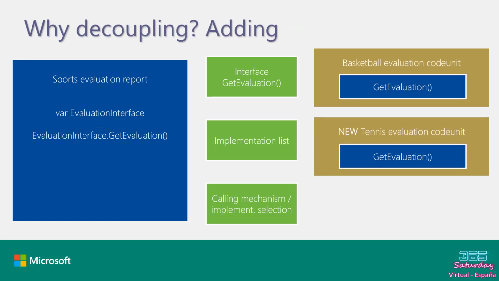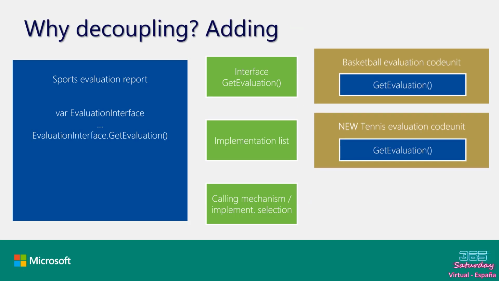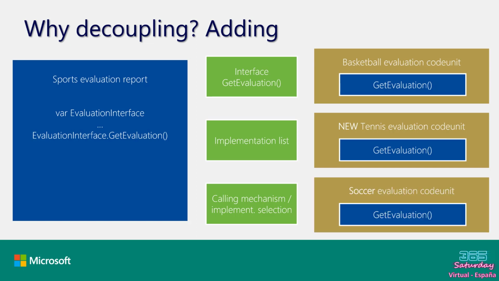Of course, we can also add new functionality. So for example, if someone decides that there now needs to be a soccer evaluation code unit, again, that one needs to implement the interface. It needs to make itself known to the implementation list and to the calling mechanism. But from then on, it's just easily possible to call the soccer evaluation as well.